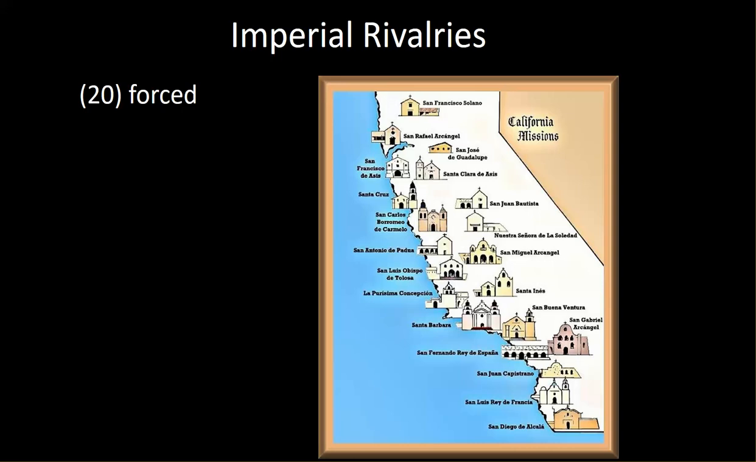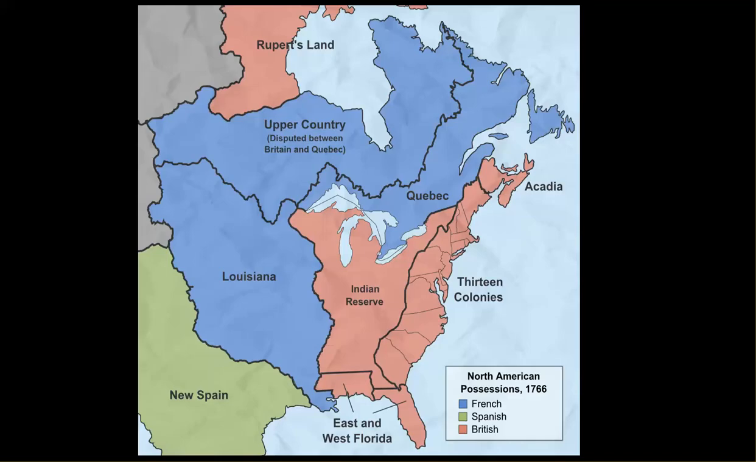So Spain is not the hugest threat to the English colonies. Spanish North America, or Spanish territories north of the Rio Grande, were insignificant compared to Mexico and Spanish Central America and Spanish South America. France was a threat.